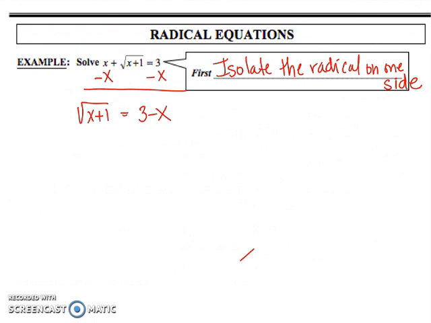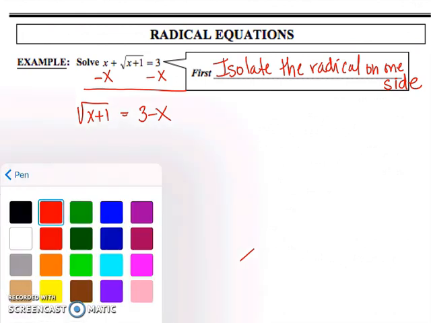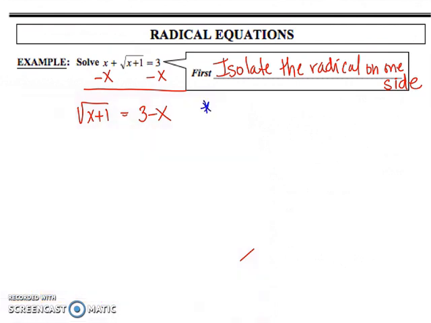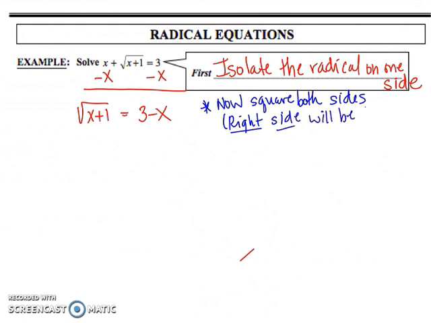Now my next step in solving is going to be to undo that square root. And of course, you're going to square both sides. That's how you undo something that is square rooted. You square it. And I want to put a little note here because this is really important. The right side will be FOIL. Okay, so make sure that you are foiling and not sprinkling, right? You need to FOIL when you have a quantity squared.